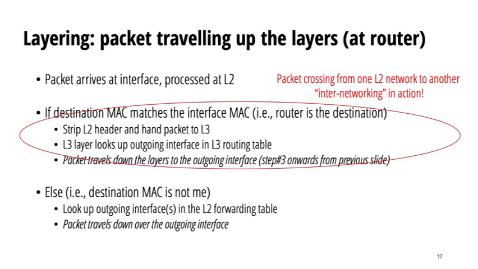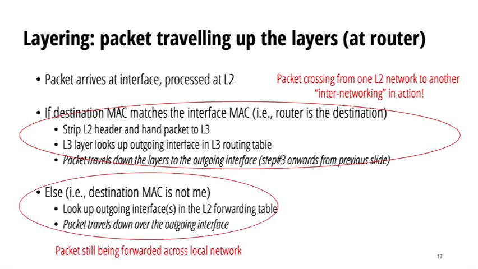Right. It reached the router. You were done with one L2 network. The router passed it up to L3, and then the router passed it down to a different L2 network. This is inter-networking. This is literally jumping between two L2 networks. This step down here is the packet going across an L2 network.